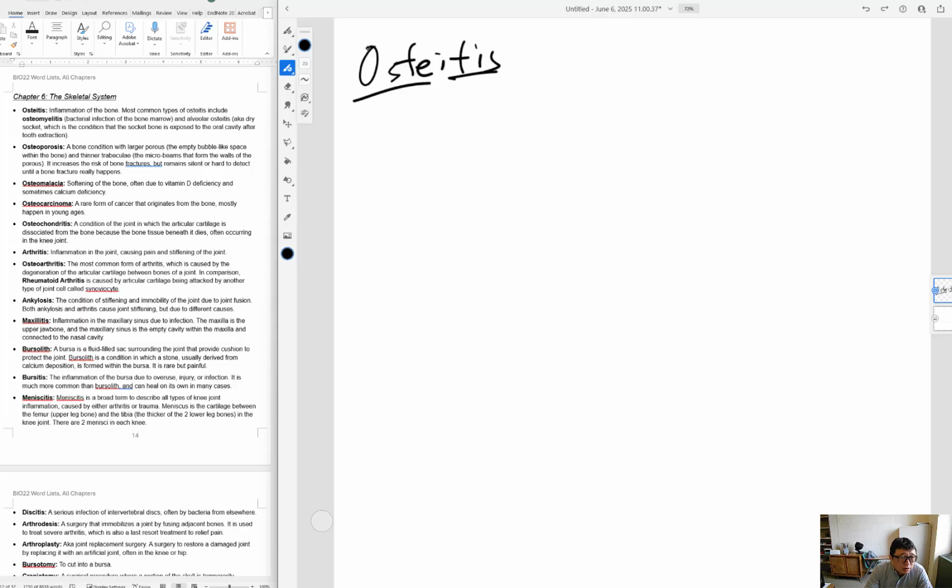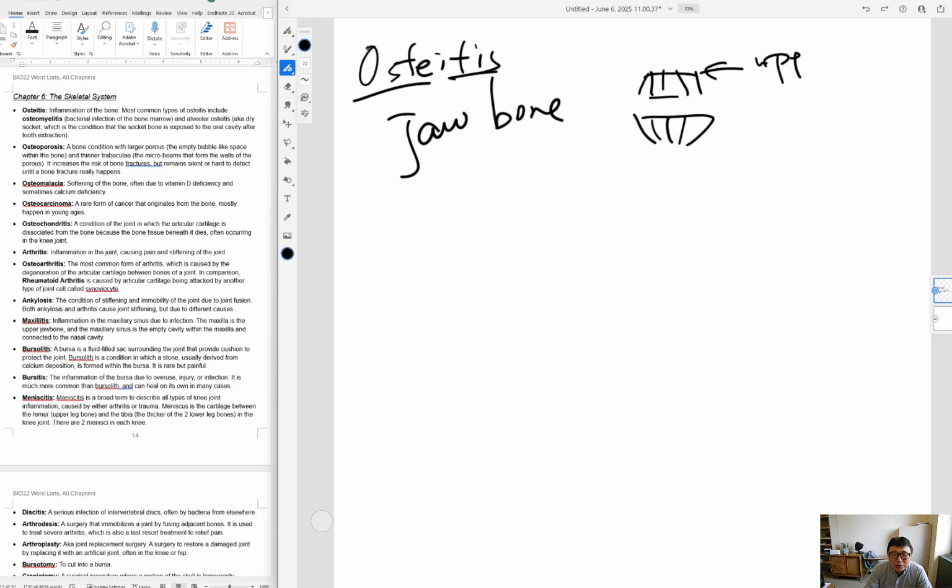For example, this one, osteitis, seems like bone inflammation, but it's not inflammation anywhere. More specifically, it means inflammation in the jawbone. We have two jawbones. They call it the upper jaw and the lower jaw. Upper jaw is maxillary, and lower jaw is mandible. Mandible. All right. So these are two jawbones.